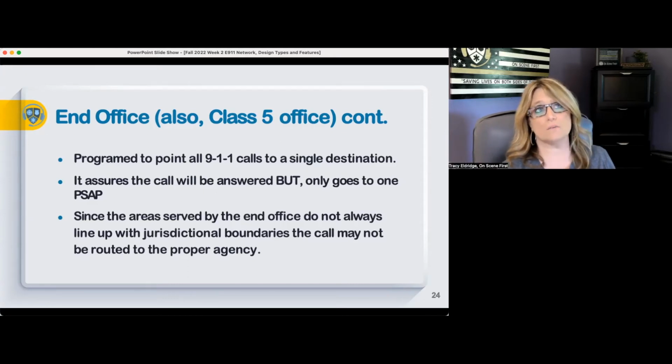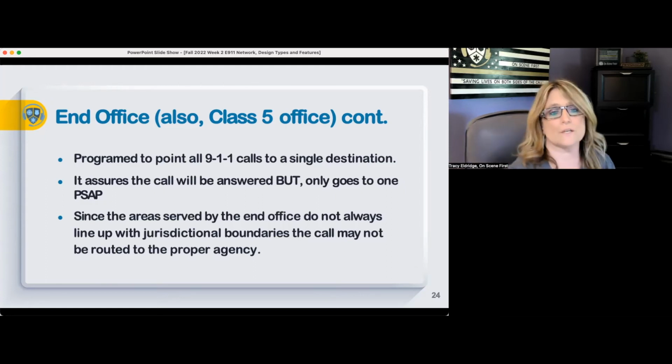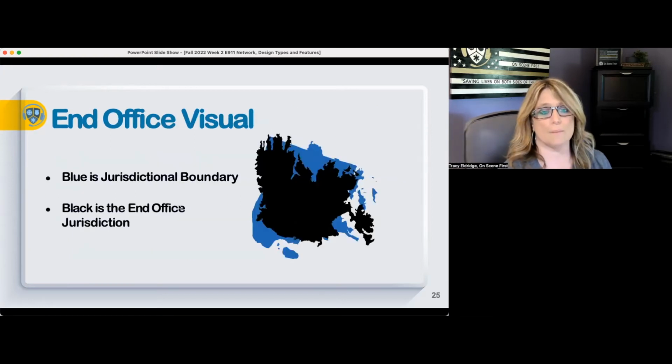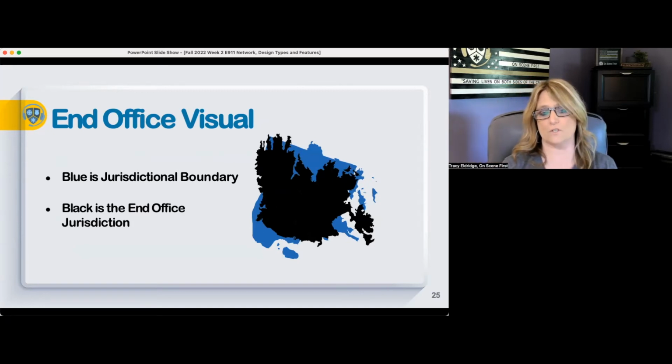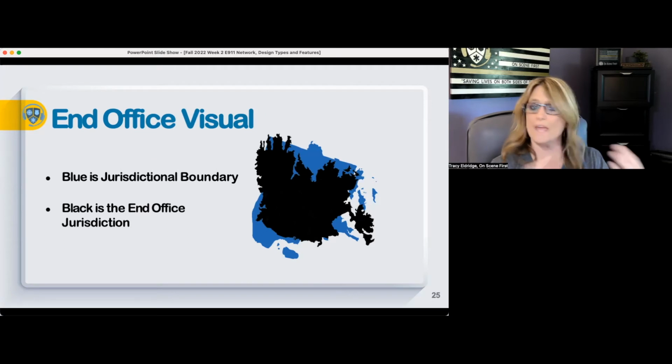So you just got to keep in mind that sometimes the geographic area involved in this particular end office might not match up with your geographic area. So I just gave you a little visual here. The blue is the jurisdictional boundaries, and the black is the end office jurisdiction. So they may overlap each other.